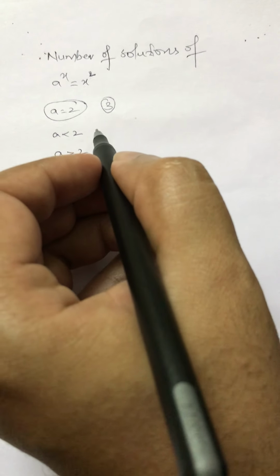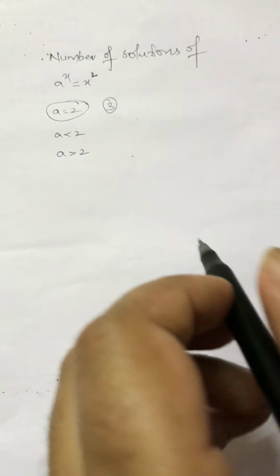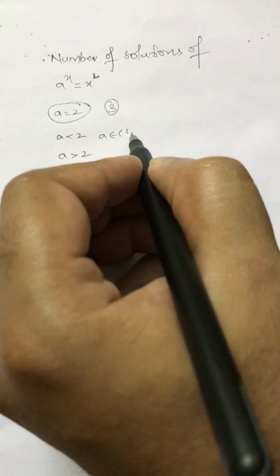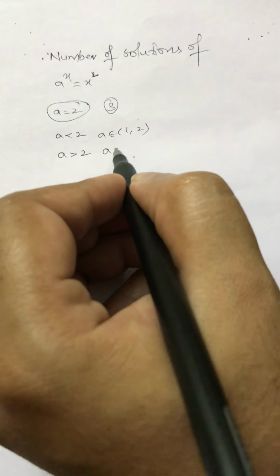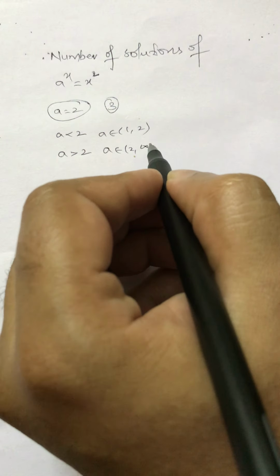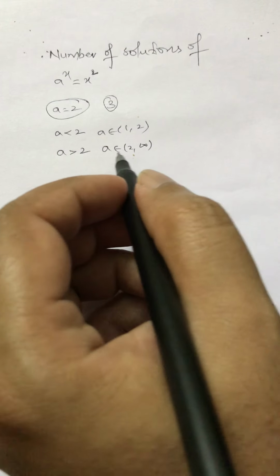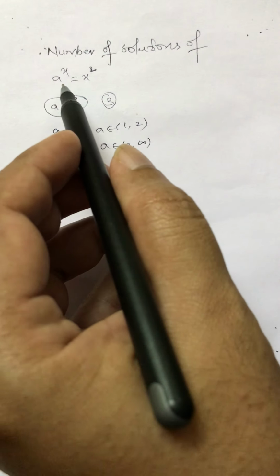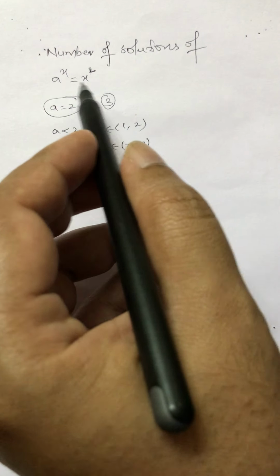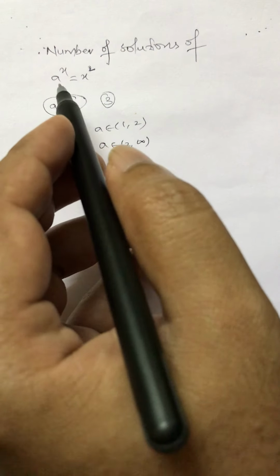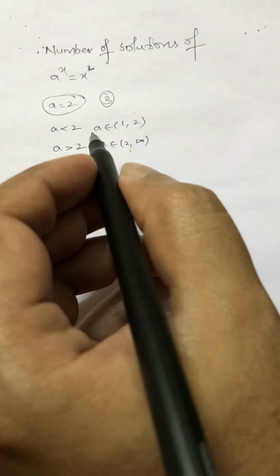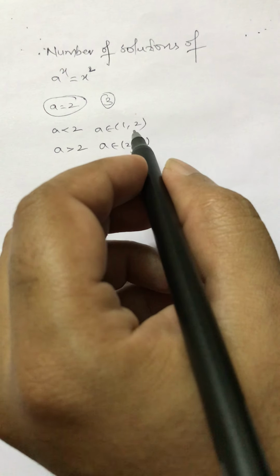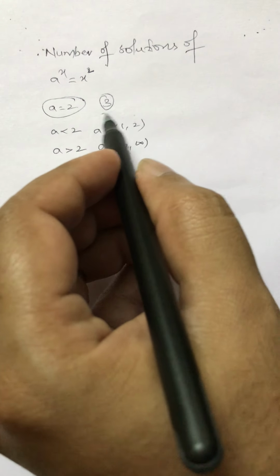If a is less than 2, let's say a equal to 1, so a belongs to 1 to 2. A is greater than 2, no? A belongs to 2 to infinity. So if a is greater than 2, we can say directly that the number of solutions of this equation will be 1. So if a belongs to 1 to 2, the number of solutions of this equation will always be 3.